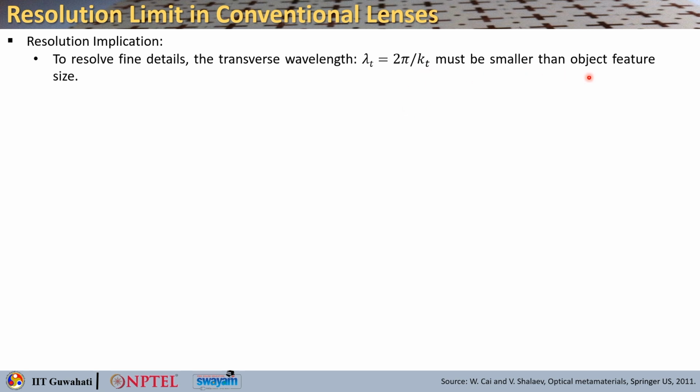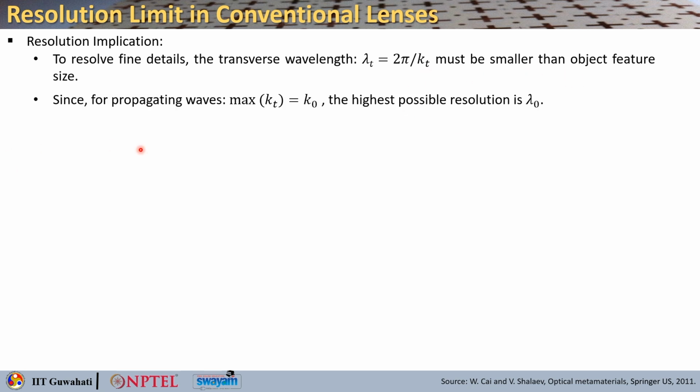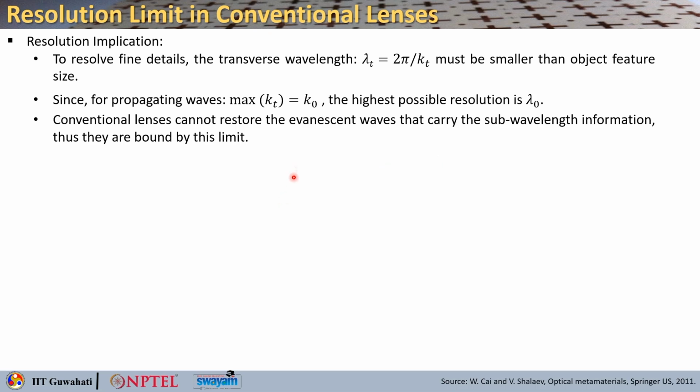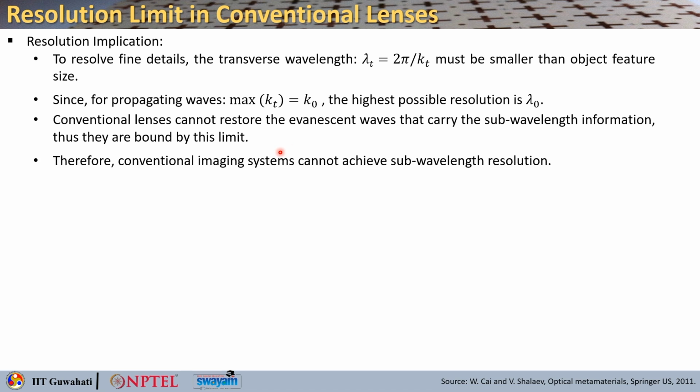That must be smaller than the object feature size. Now, since for propagating waves, we have seen that the maximum of the transverse wave vector kt will be equal to k naught, that means the highest possible resolution is basically lambda naught. Conventional lenses cannot restore the evanescent waves that carry the sub-wavelength information. Thus, they are bound by this diffraction limit or resolution limit, right. So, you can say these conventional imaging systems cannot achieve sub-wavelength resolution.